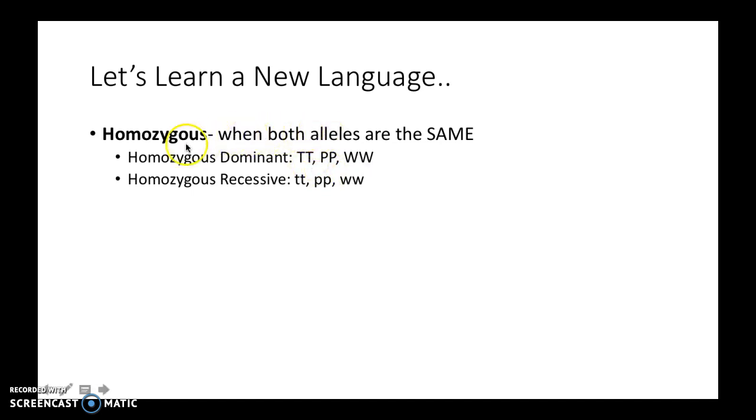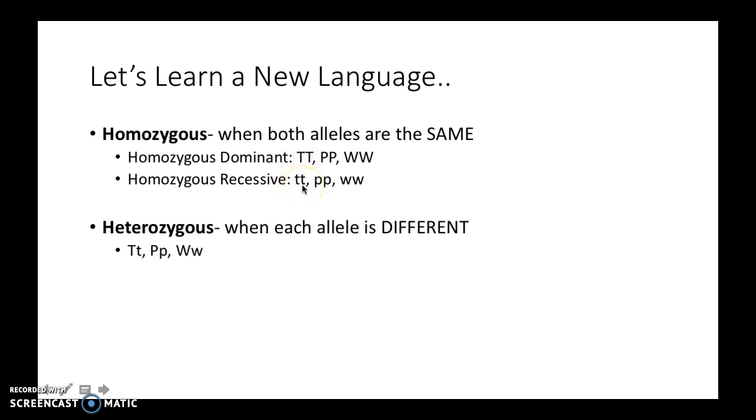Homozygous, prefix homo meaning same. When you have 2 of the same alleles, homozygous, and it must be followed by either dominant or recessive, so you know which 2 alleles to write. Heterozygous, prefix hetero meaning different. So you don't need to follow it with dominant or recessive because you will have the dominant allele and the recessive allele. You know what to write.